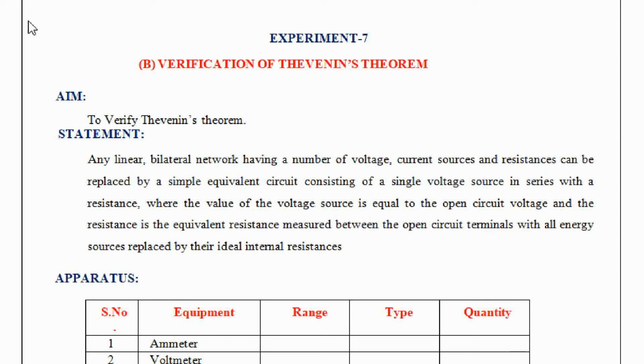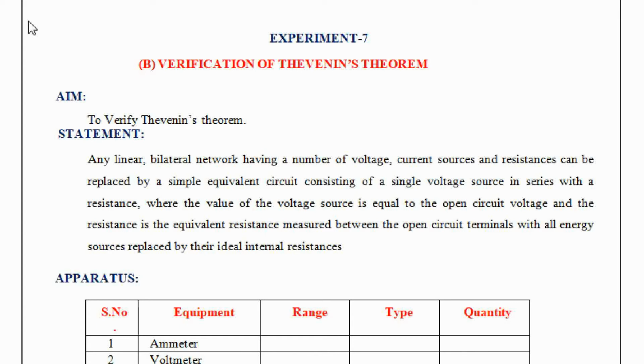Any linear bilateral network having a number of voltage sources, current sources and resistances can be replaced by a simple equivalent circuit consisting of a single voltage source in series with a resistance, where the voltage of the voltage source is equal to the open circuit voltage and the resistance is the equivalent resistance measured between the open circuit terminals, with all energy sources replaced by their ideal internal resistances.